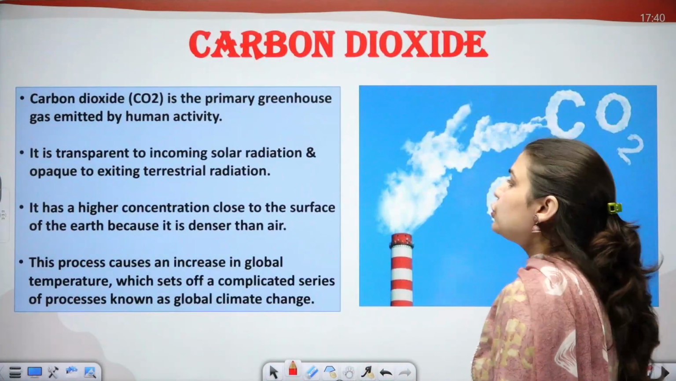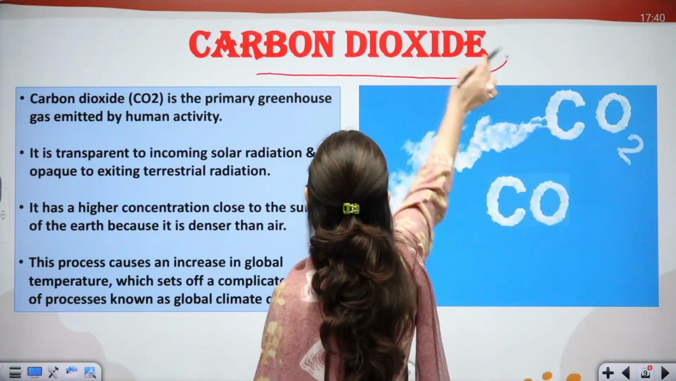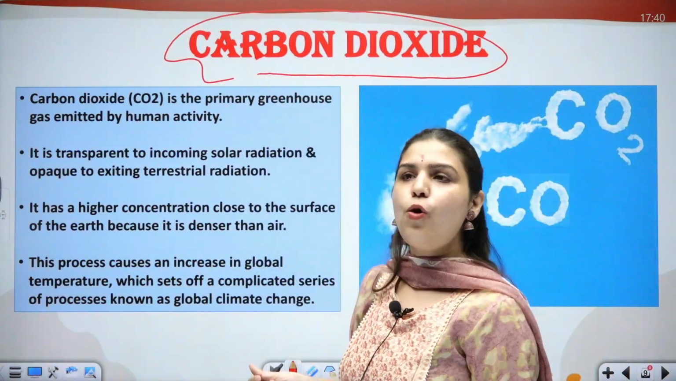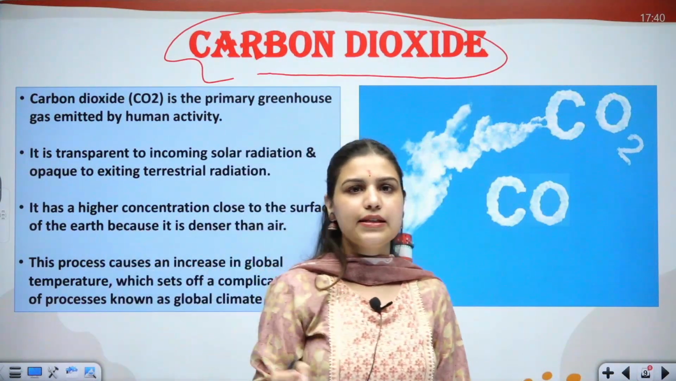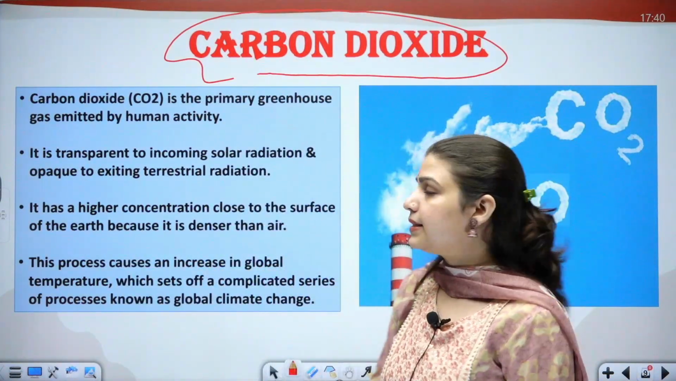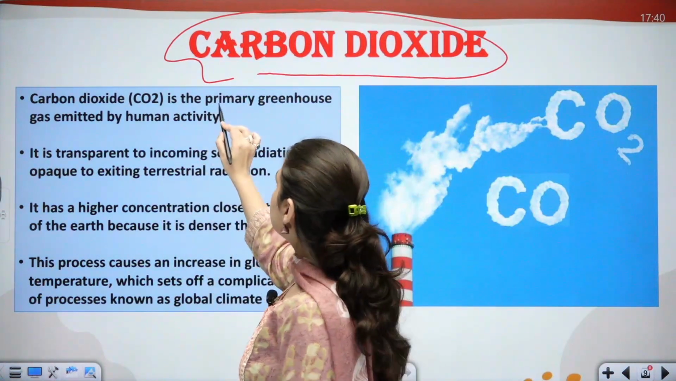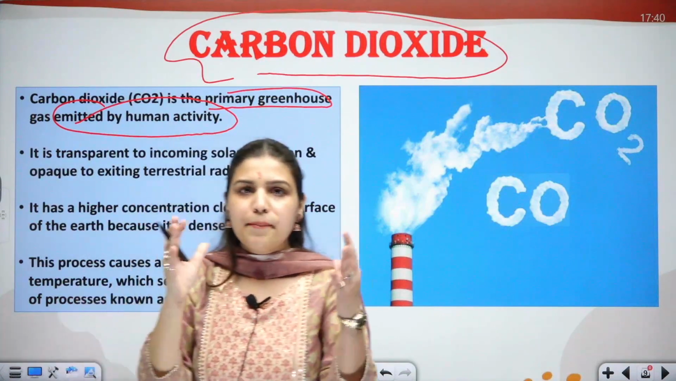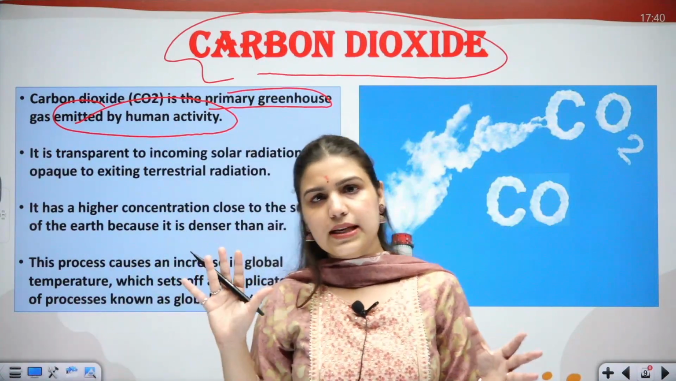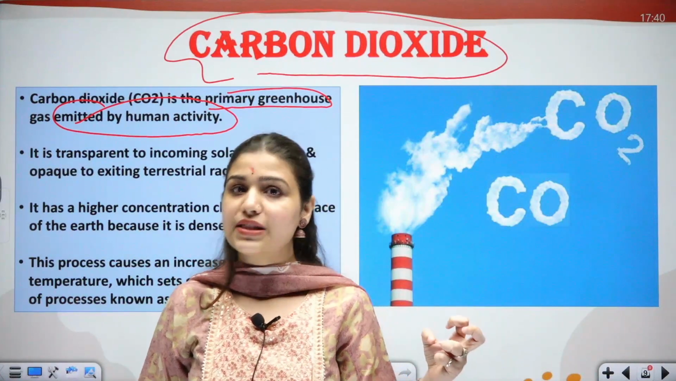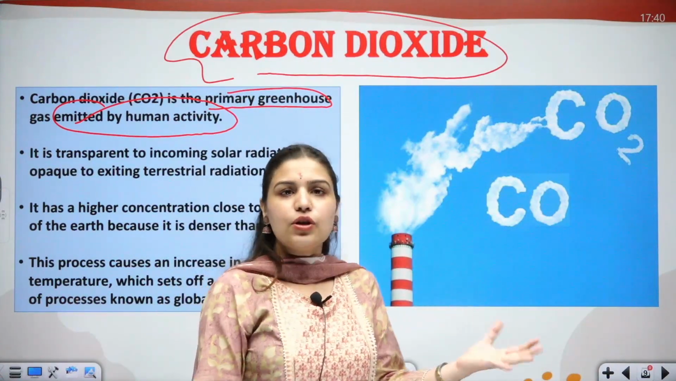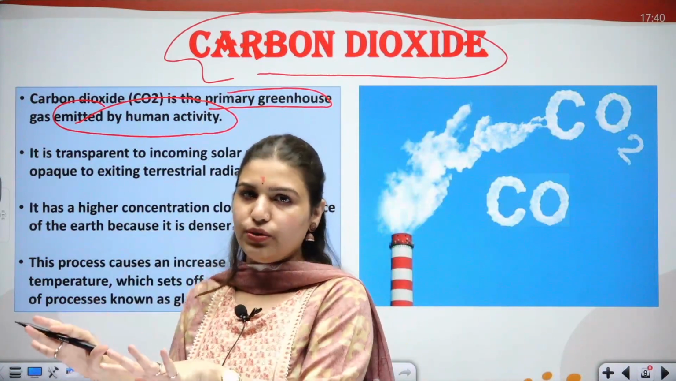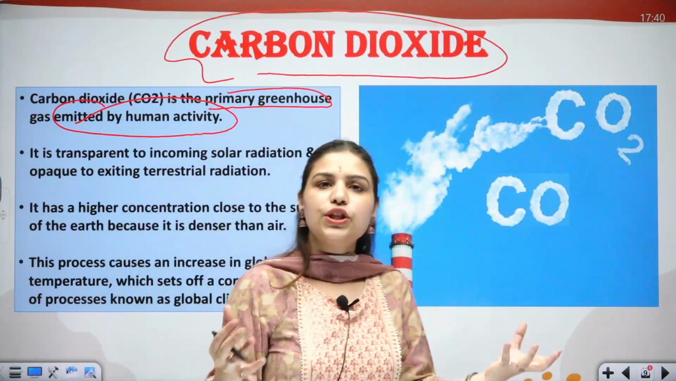Now let's move towards the next gas, which is very common, and we hear about it on a daily basis: carbon dioxide. We have also discussed it extensively in the biogeochemical cycles. Carbon dioxide is the primary greenhouse gas emitted by human activity. There are natural sources as well, but there are more anthropogenic sources releasing carbon dioxide, because certain gases have natural sources, and then there are things done by human beings.